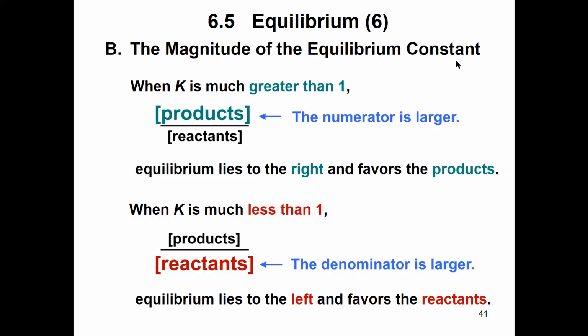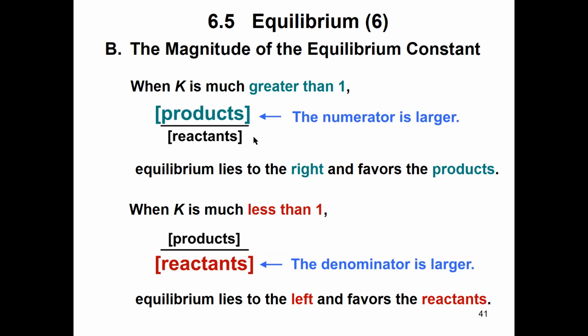So what is the meaning of the equilibrium constant, the magnitude of the equilibrium constant? When you have a K that is much greater than 1, and here means more than, not just 1, but like 10, more than 100 even. So really greater. That means the concentration of the product is larger than the concentration of the reactant, right? Because the products are in the numerator, reactants are in the denominator. So this means you have a lot more product. So that means the equilibrium lies to the right and favors the product.